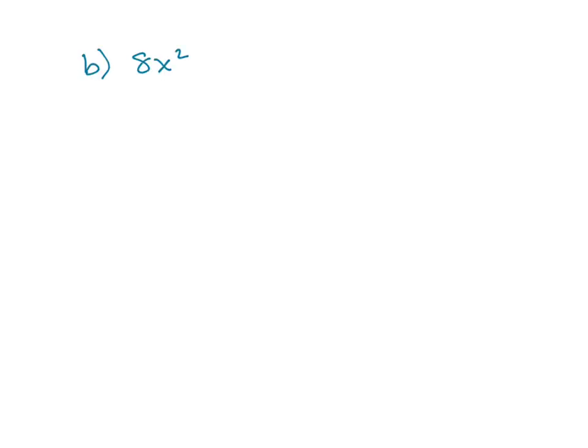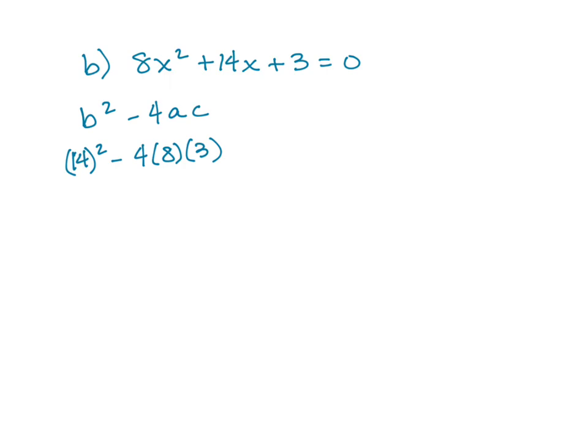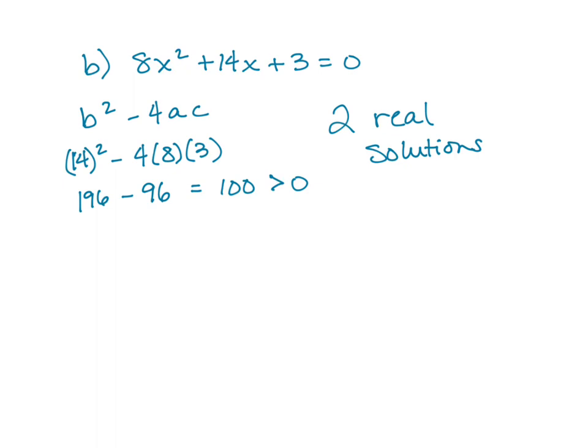Letter B says 8x squared plus 14x plus 3 equals 0. So again, we're going to plug into the discriminant, b squared minus 4ac. So 14 squared minus 4 times 8 times 3. If you're not sure, 14 squared is 196. We got 32 times 3, 96. So we got 100. How does 100 compare with 0? It's greater than 0. So 2 real solutions. Good? Okay. I'm going to skip part C. It also had 2 real solutions. Let's look at part D.